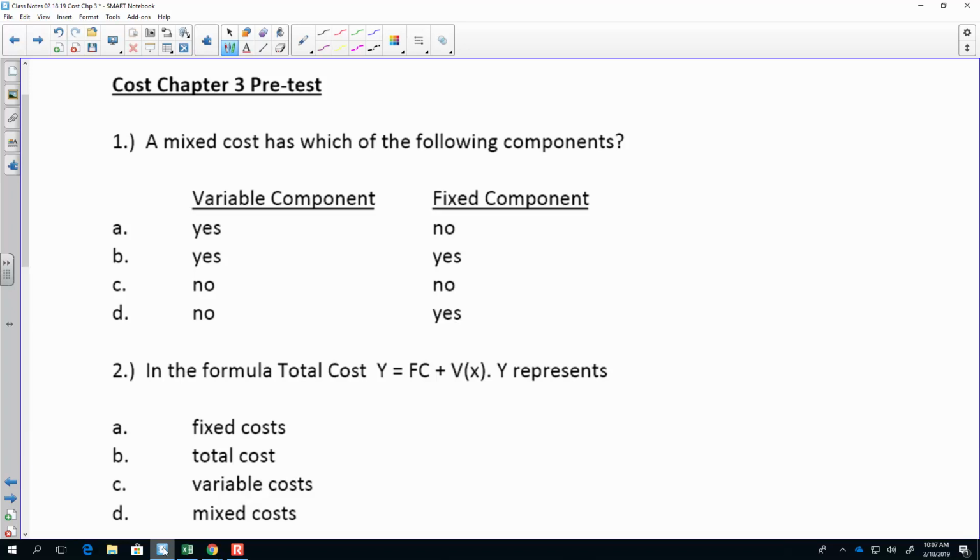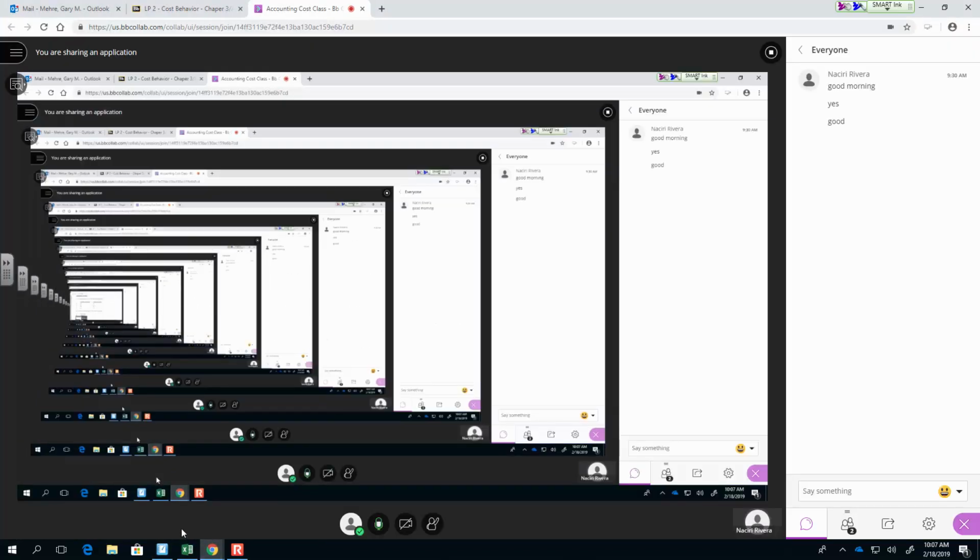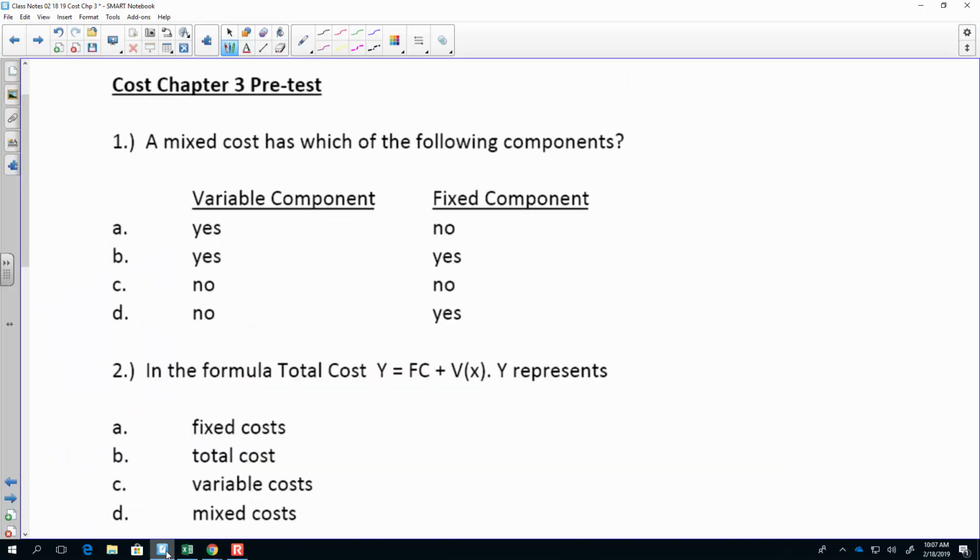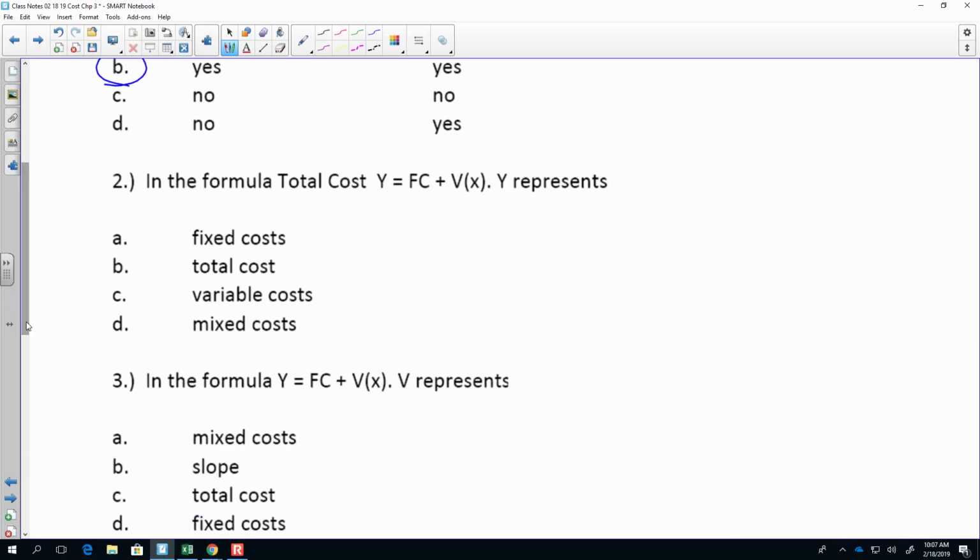A mixed cost has which of the following components? A, B, or C, or D? At least it doesn't have none of the above. Ruby, which one do you think? Or do you want to use a lifeline? Should I ask the audience? Oh, she said B. Yeah, I agree. Excellent. Thank you, Ruby.